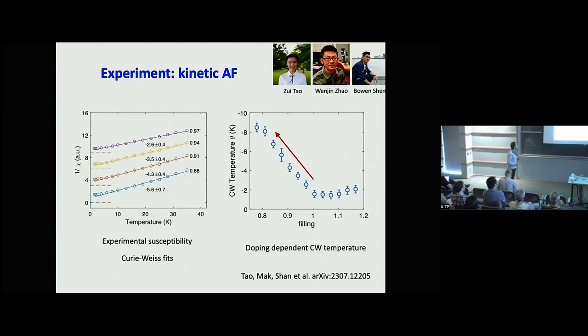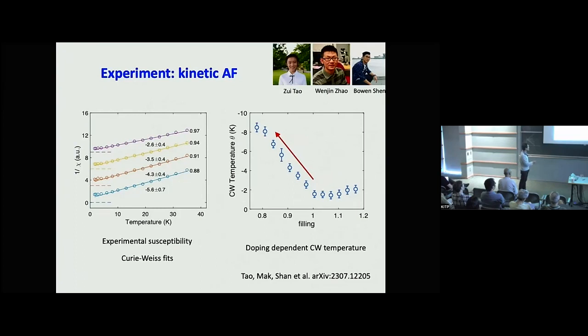All right. So then I talk about experiment. This is the work by two graduate students and a postdoc. The first thing I want to talk about is kinetic antiferromagnetism. We can measure the magnetic susceptibility using the technique that I told you. So this is the inverse susceptibility as a function of temperature. It follows the Curie-Weiss dependence pretty well. And then you can do the fit to extract the Curie-Weiss temperature.